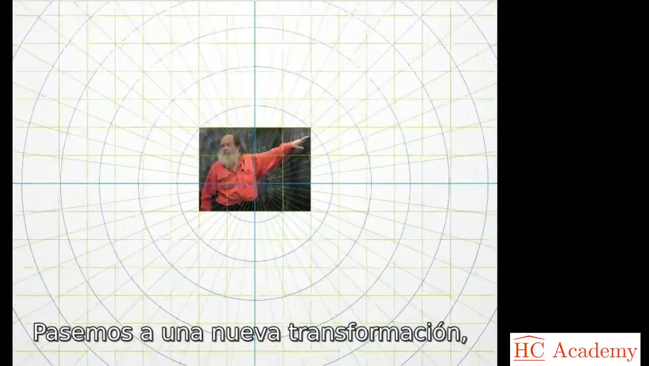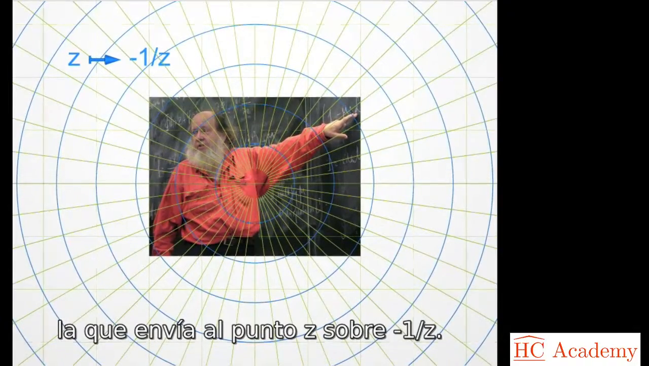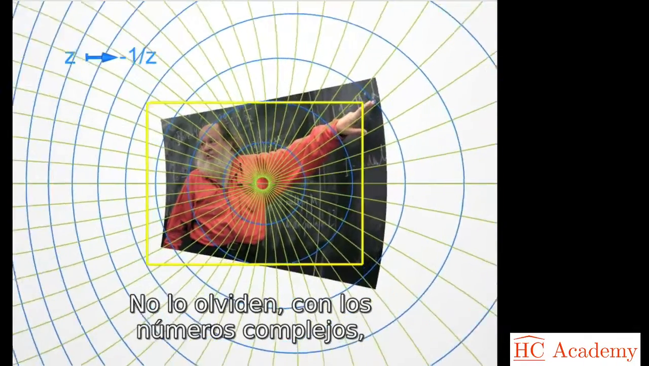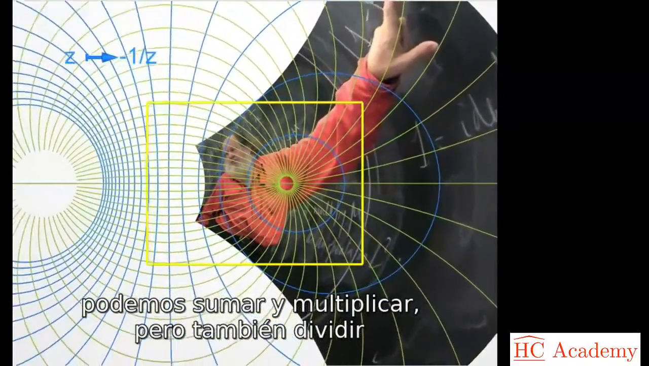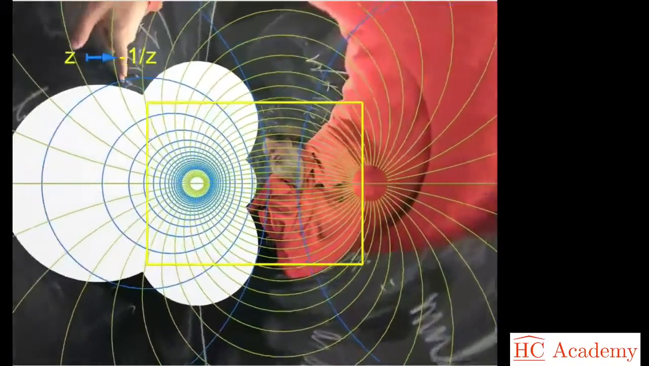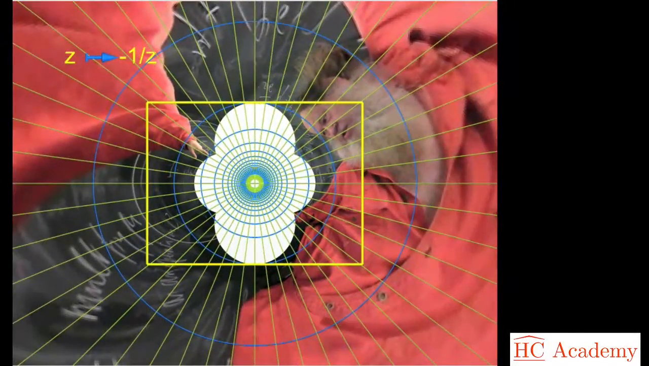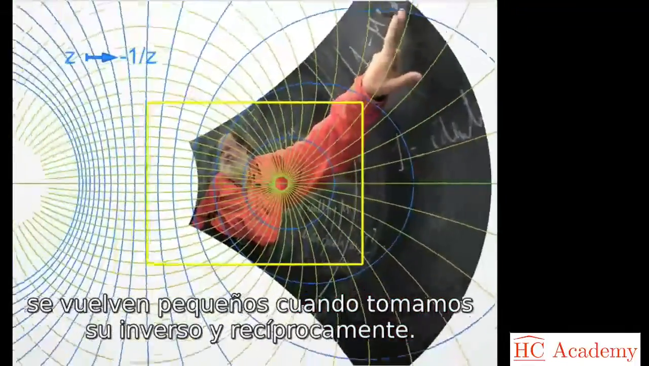Now let's go to a new transformation, sending the point z to minus 1 over z. Don't forget, with complex numbers one can add, multiply, but also divide. Not by 0, of course. Doesn't this image remind you of the Sistine Chapel? Large complex numbers with a large modulus become small when one takes their inverses, and conversely.